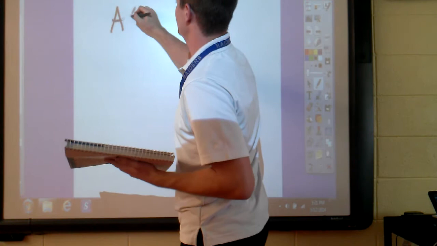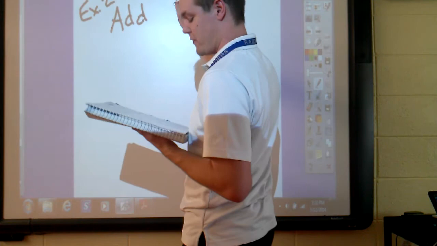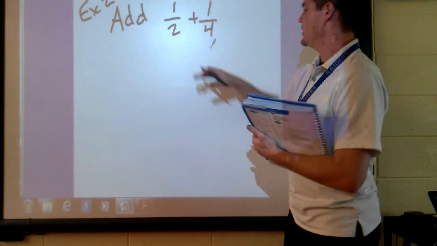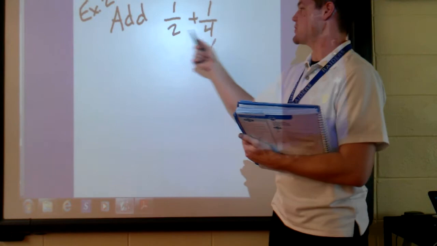This is example 2. It says add 1/2 plus 1/4. When we add fractions, we always say the denominator doesn't change. But when fractions are unlike, when they're not the same, you have to make the fractions have common denominators.